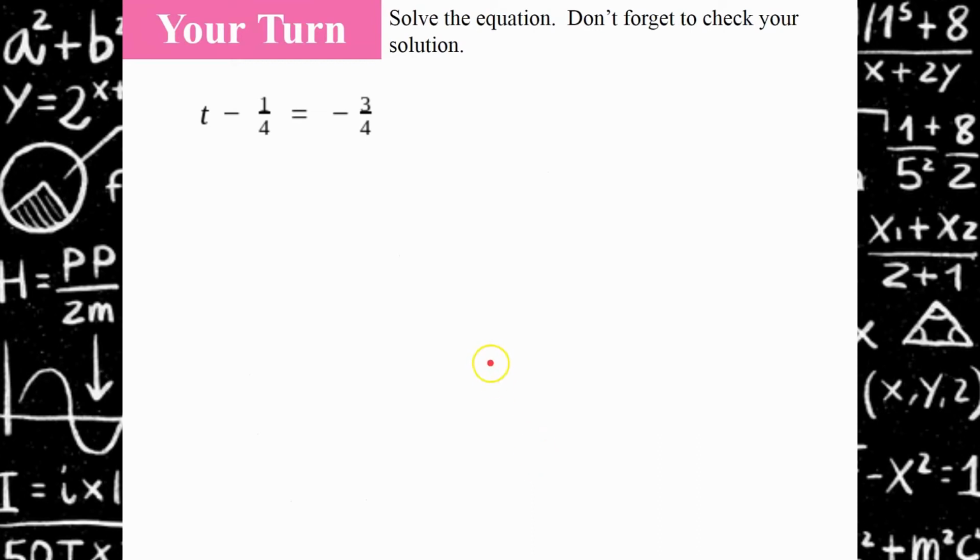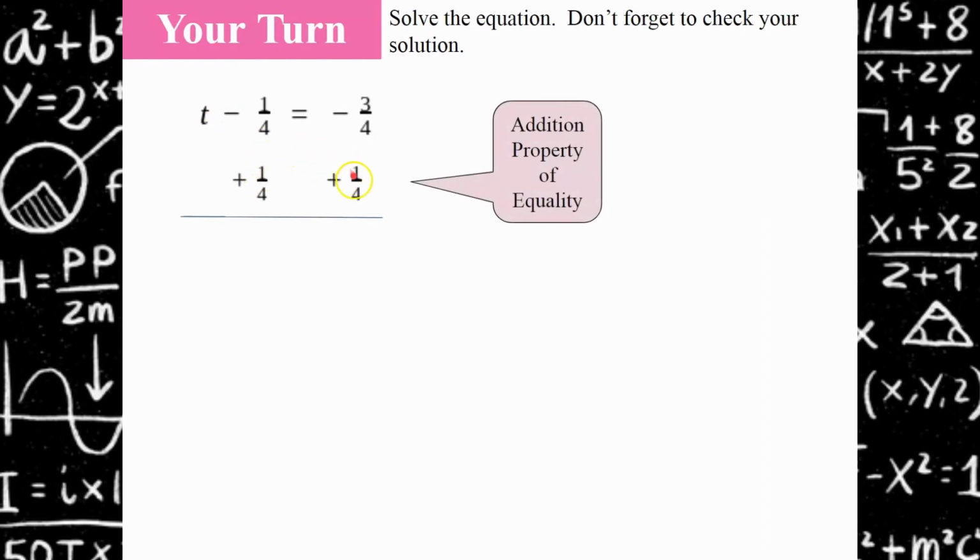Try this one. Okay, so I want to undo subtract 1/4. So I'm going to add 1/4. Adding undoes subtraction. These are inverse operations. So using the addition property of equality, I'm going to add 1/4 to both sides, creating my zero pair, resulting in t equals negative 3/4 add 1/4, which is negative 2/4, and that can be simplified, so t is equal to negative 1/2.